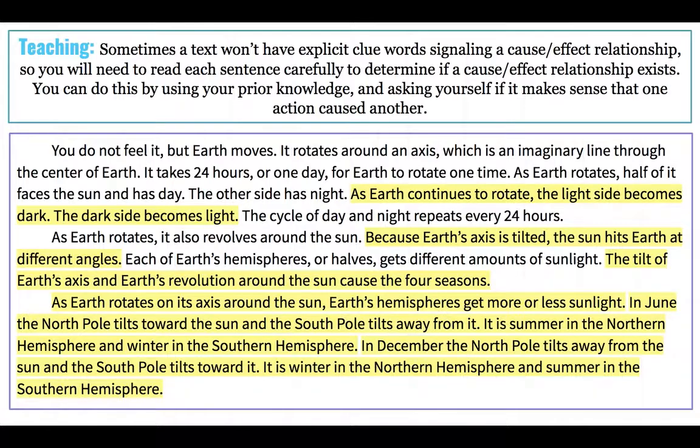Sometimes a text won't give you clue words though. You might not see words like as a result, because, or cause. So you have to think more deeply and activate prior knowledge to see if you can find more cause and effect relationships. I noticed a great deal more of these relationships in that 3rd paragraph, and I also noticed one up in the 1st paragraph.